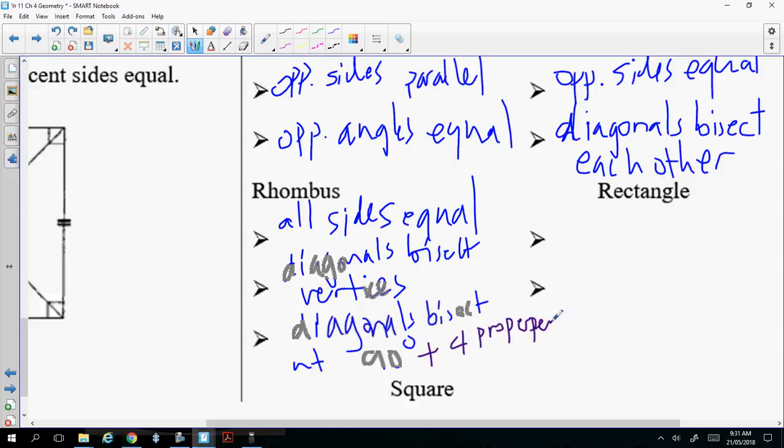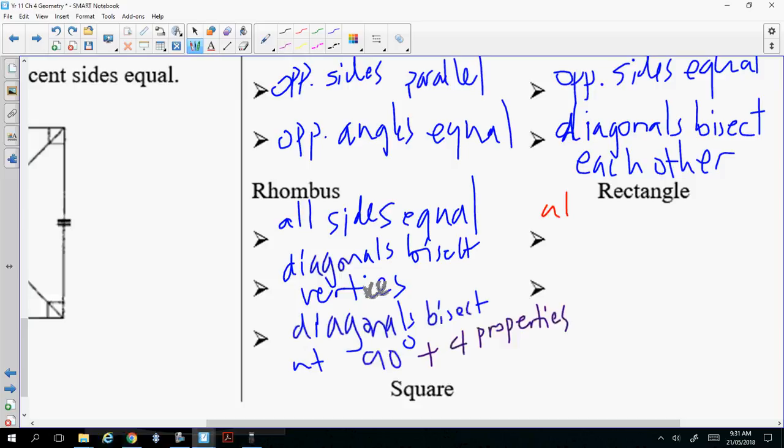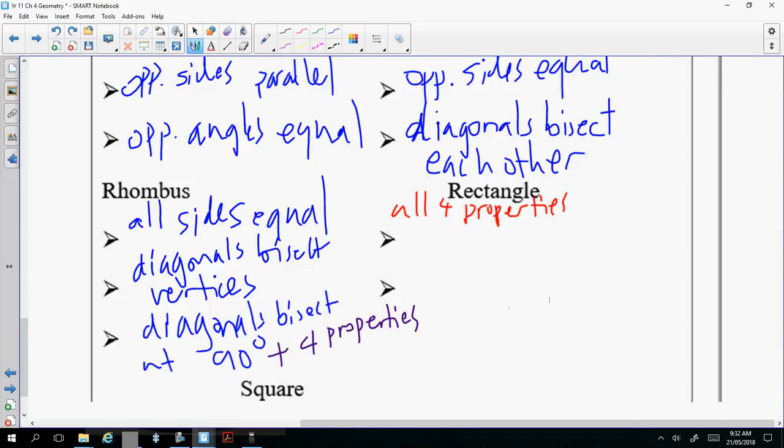And then for a rectangle, like before, it has all four properties above, plus two more. Okay, so let's write them down. So the rectangle has four properties, plus two extra ones. What are they? So you have all angles 90 degrees, and then the diagonals are equal.